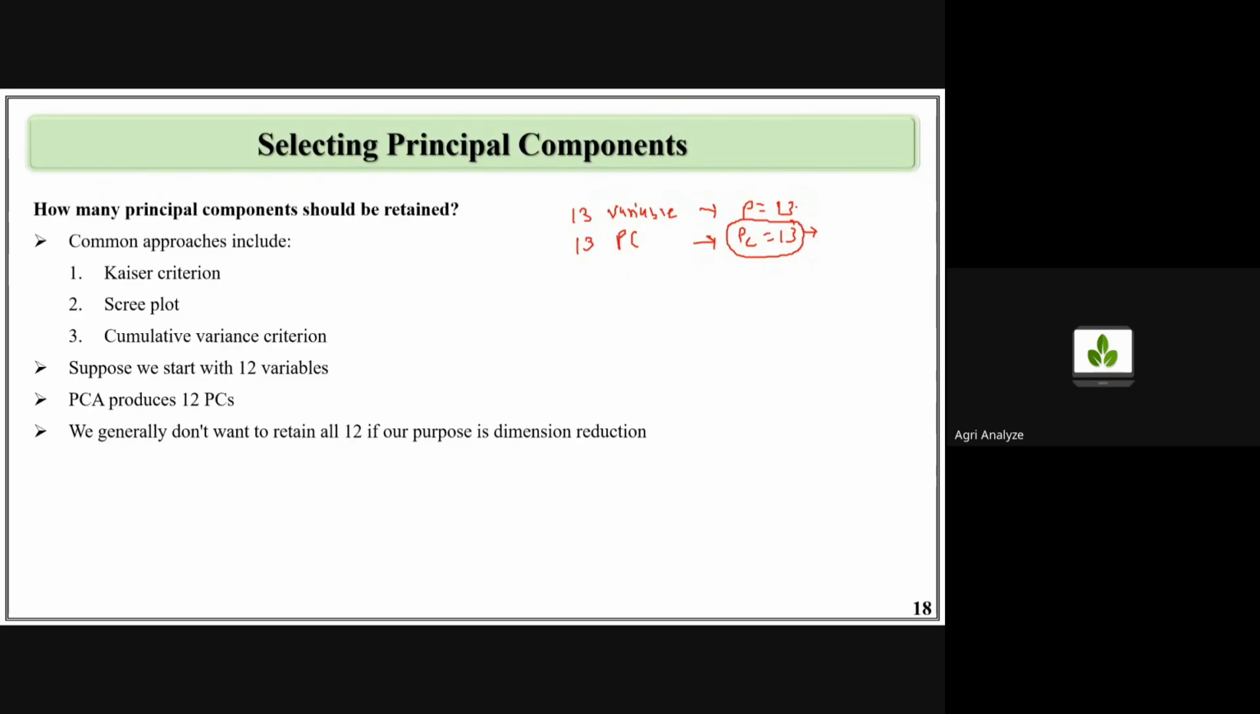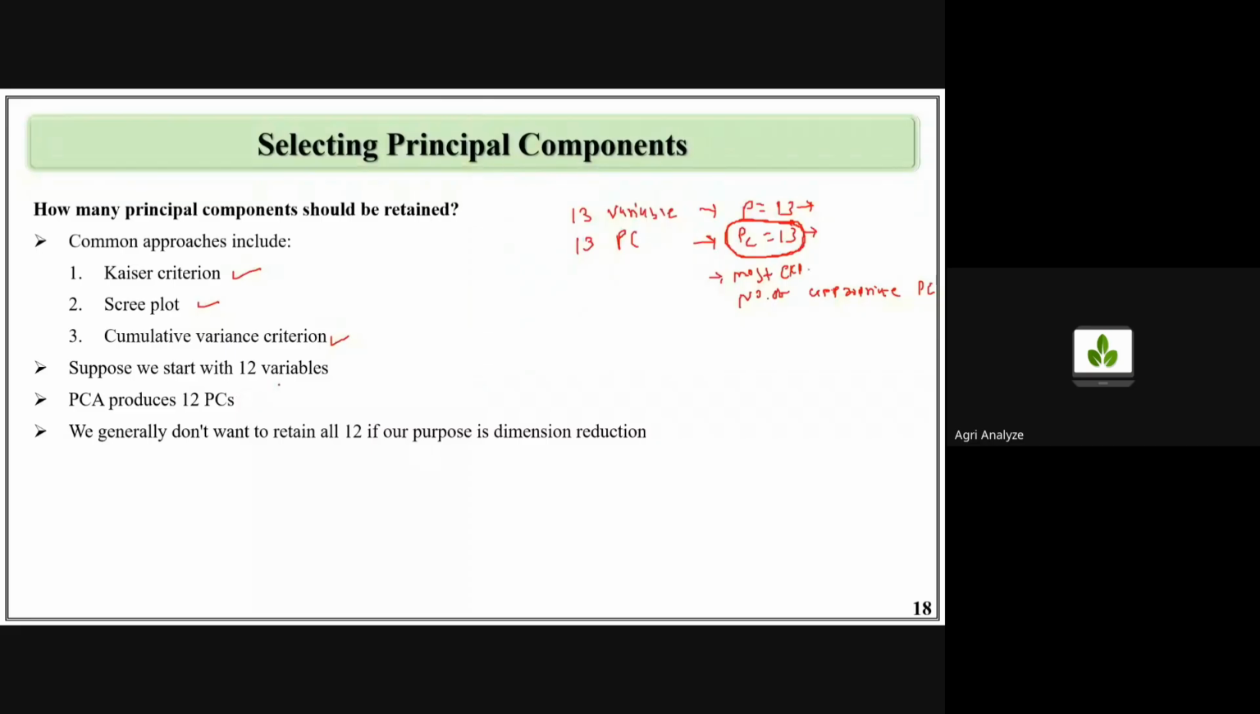We have to perform our analysis based on our original data set. But out of 13, we have to select how many PCs are most important, with the most explained variance, or the number of appropriate principal components. So based on these three methods, Kaiser criterion, scree plot, and cumulative variance criteria, we have to decide how many principal components are used in our further study. So here I have one example.